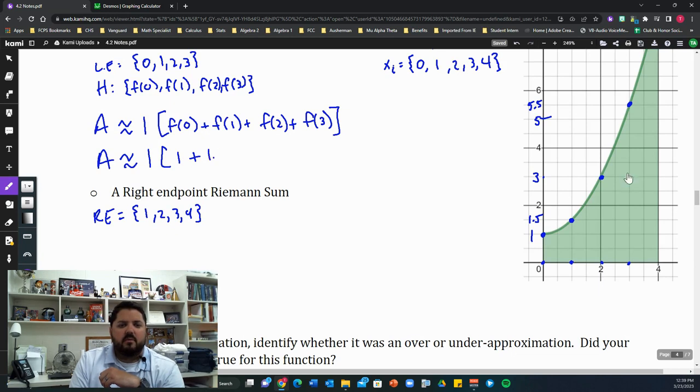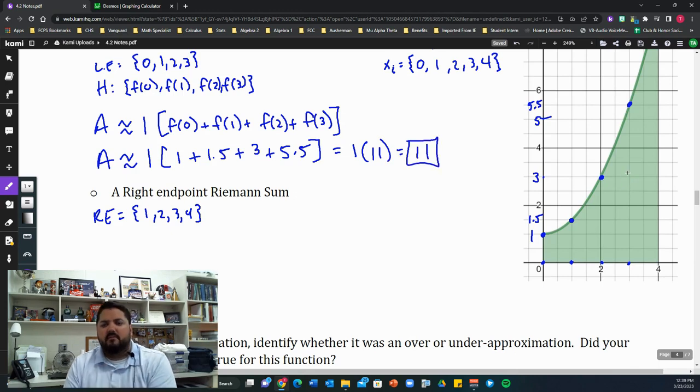So 1 plus 1.5 plus 3 plus 5.5. Multiplying by 1 out in front is not going to change our answer, so it's essentially this total. So we would get 11 times 1 is 11.